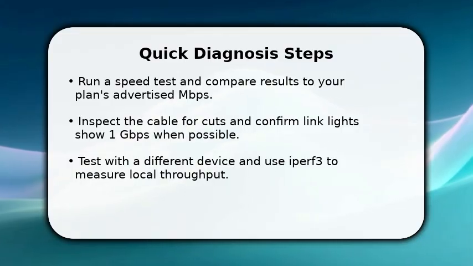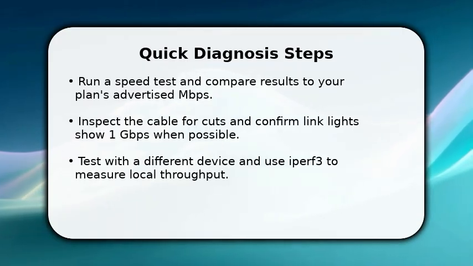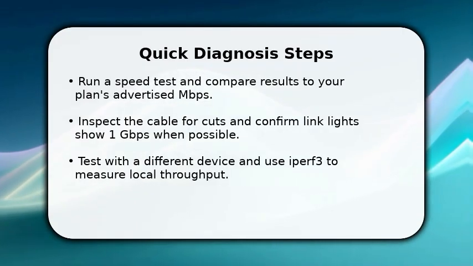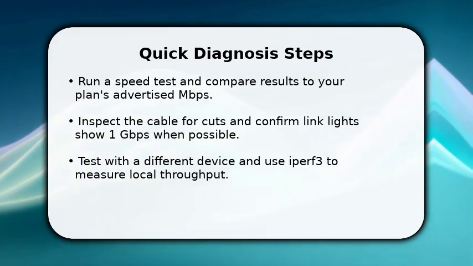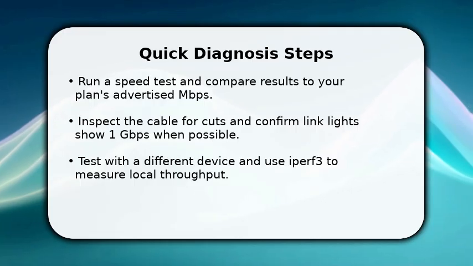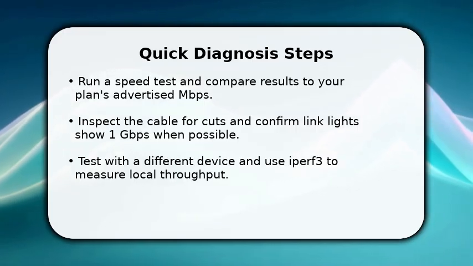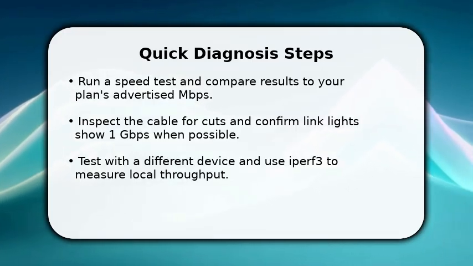Start by measuring actual throughput with a speed test and iPerf 3 benchmarks. Compare measured Mbps to your ISP plan and expected 100 Mbps or 1 Gbps. Inspect the Ethernet cable for visible cuts, kinks, or corrosion near connectors.